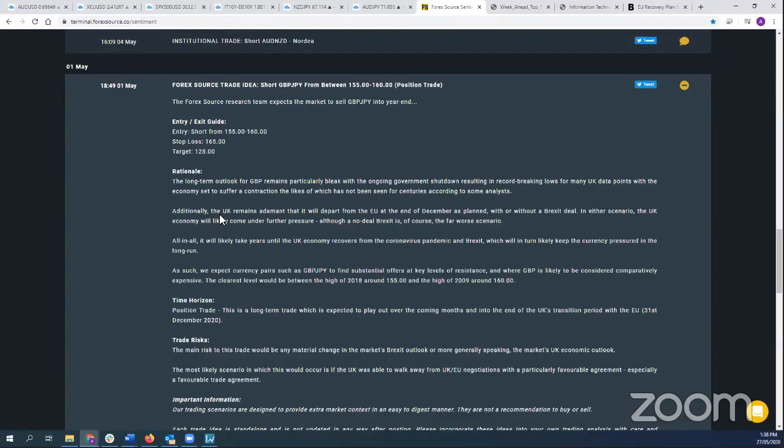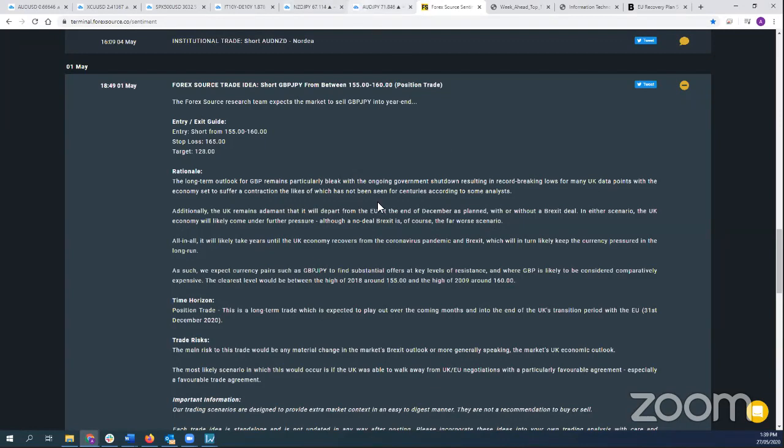Okay, recession fears. Brexit deal. Okay, so the economy will likely come under pressure. It will likely take years until the economy recovers if we have a no deal. As such, we expect currency pairs such as the pound yen to find substantial offers at key levels of resistance, and the pound is likely to be considered comparatively expensive. The clearest level would be between the high of 2018, 155, and 2009, 160.